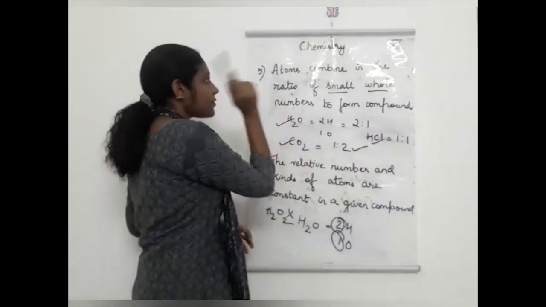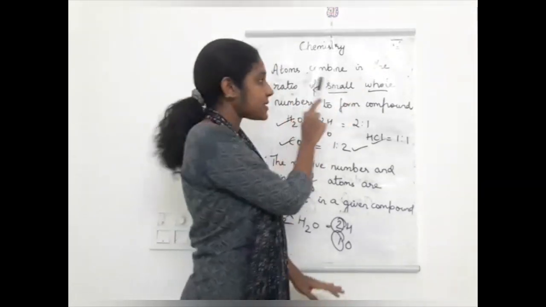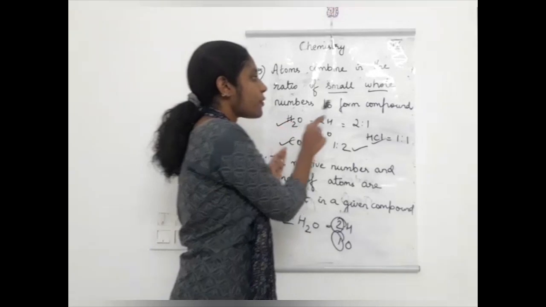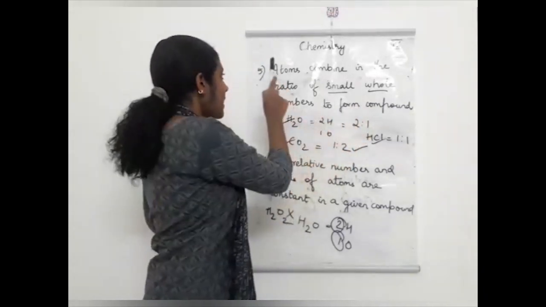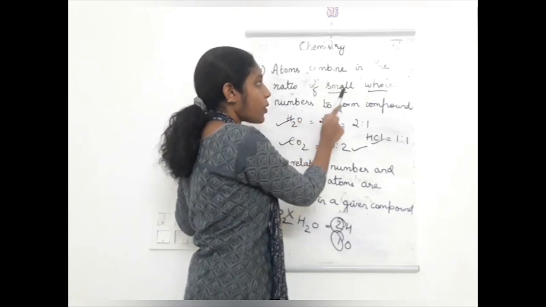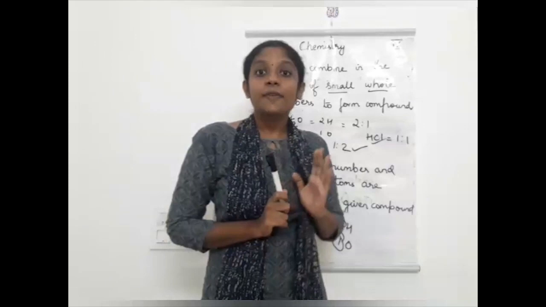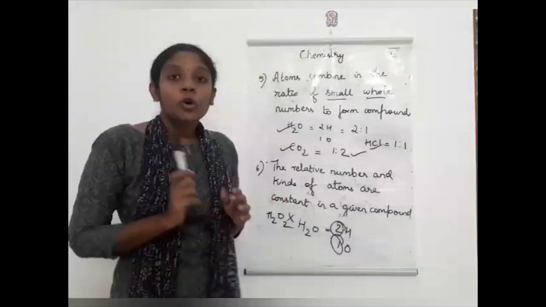This is the fifth postulate. Atoms combine in the ratio of small whole numbers to form compounds. I'll read it once again. Atoms combine in the ratio of small whole numbers to form compounds. So this is the fifth postulate. So what does this mean?